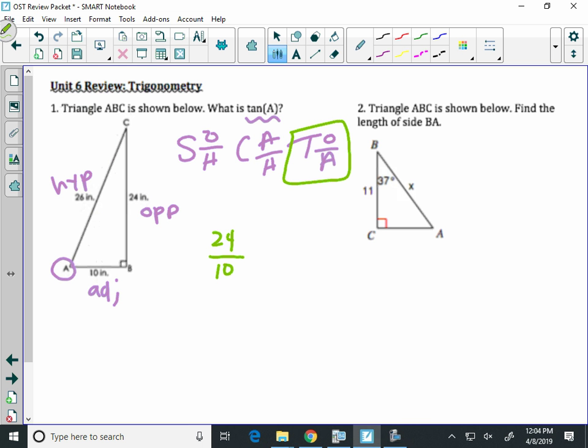Are we allowed to leave it like that? Can we not simplify? Try to the decimal. You can simplify it. If we simplify it, what do we get? 12 over 5. Either one is acceptable.